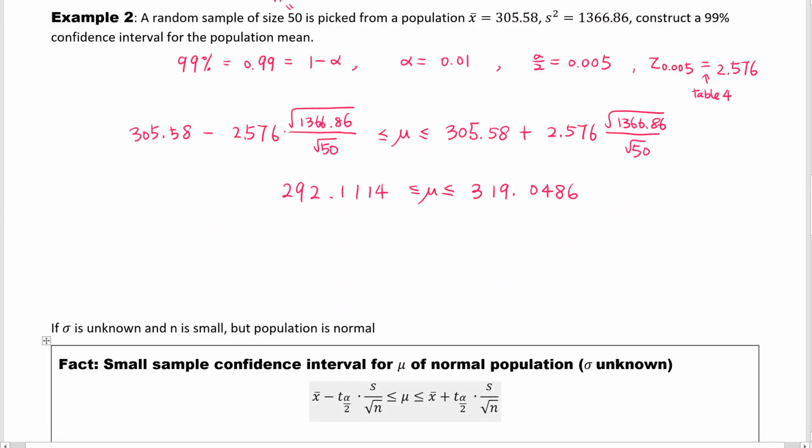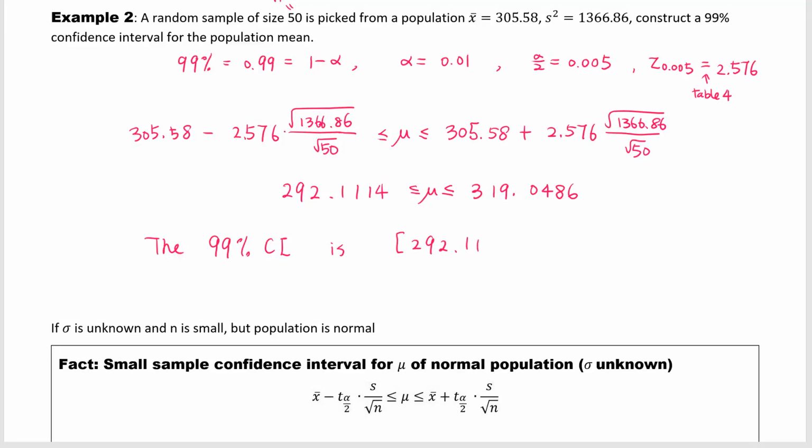So then we answer: the 99% confidence interval is 292.1114, and this is 319.0486. So far, so good, everybody? Okay, good. By the way, the t distribution and the standard normal distribution are both continuous distributions. So for the confidence interval, you can put parentheses or brackets, it doesn't matter. Okay, the probability of a single point is 0.